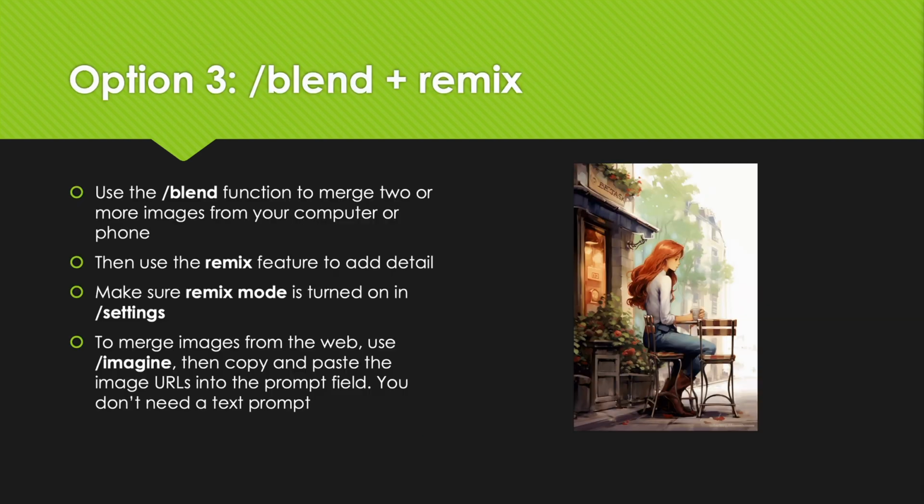You can also use blend and remix. You can use the blend function to merge two or more images together, then use the remix feature to add detail. If you want to merge images from the web, use /imagine and copy and paste the image URLs into the prompt field. You don't need a text prompt, but you do need at least 2 images. So this is the example from using blend and remix. It's okay, but as you can see, it does make her look a bit too old. So you might want to make sure that the image you use as a reference has her looking like a kid.